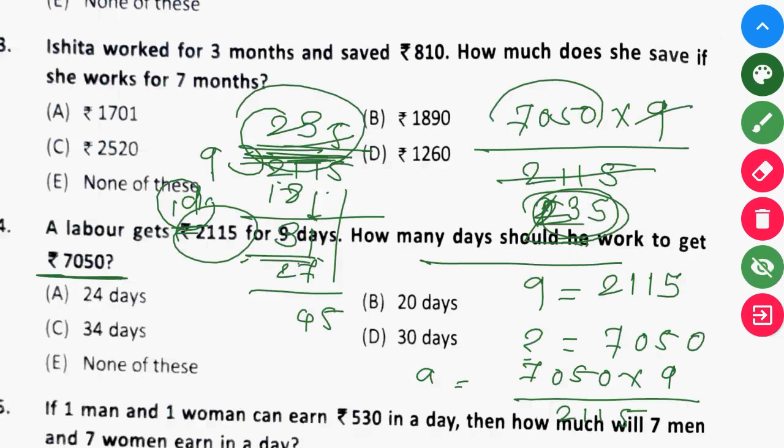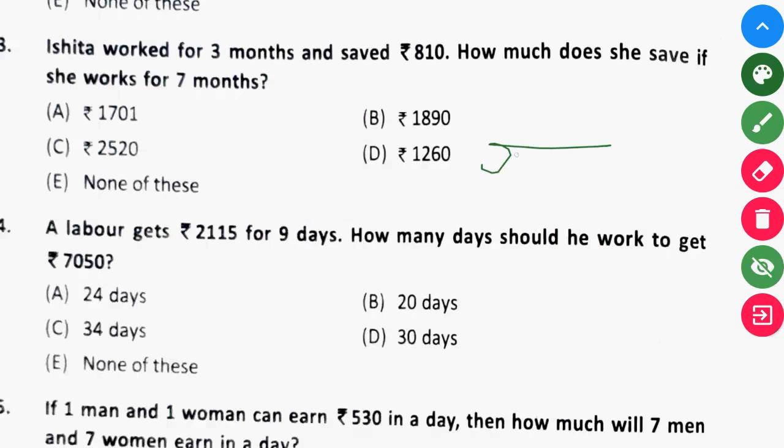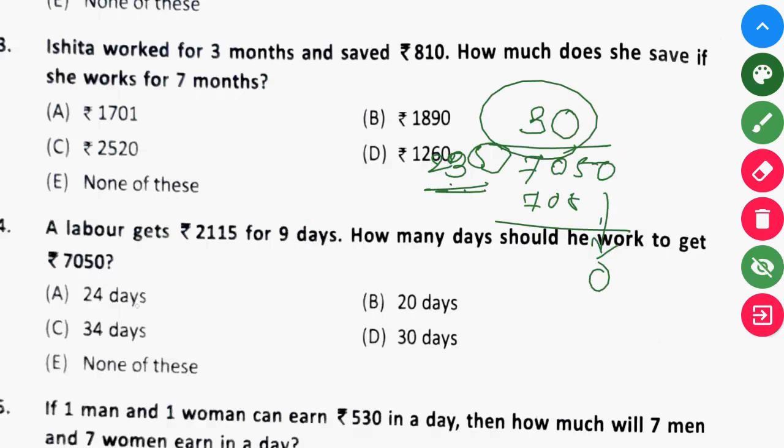So to earn 7050 rupees, how many days does he have to work? So what you will do next is 7050 divided by 235. We have to divide 7050 by 235. So in the 235 table, if 7050 comes, yes, 235 3s are 705, and the 0 will come down after that. So he has to work 30 days to earn 7050 rupees.